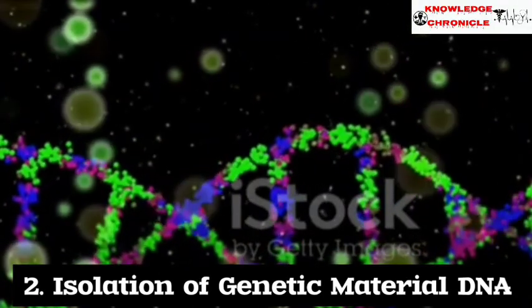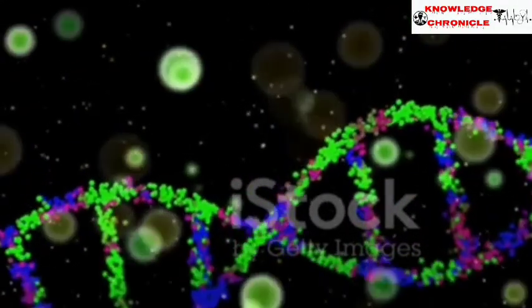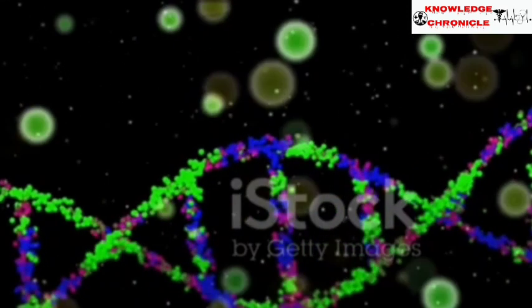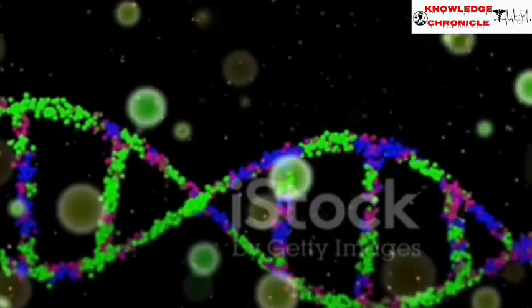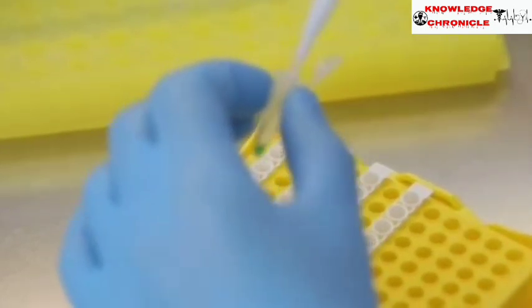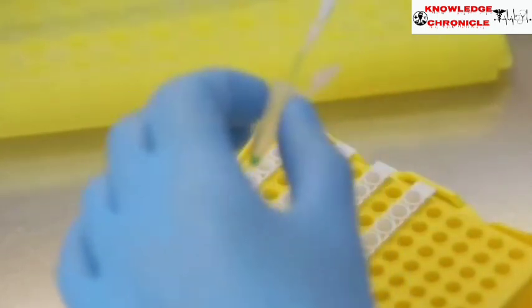So, all living organisms store their genetic information in DNA. But DNA doesn't just float around freely, it's actually hidden inside cells, and it's tightly packed with proteins. To access it, we have to break open the cells. For bacteria, we use enzymes like lysozyme. For plants, it's cellulase. And for fungi, we use chitinase.